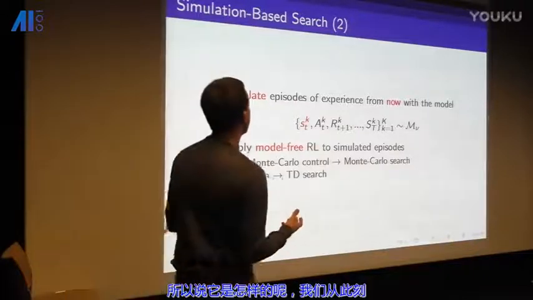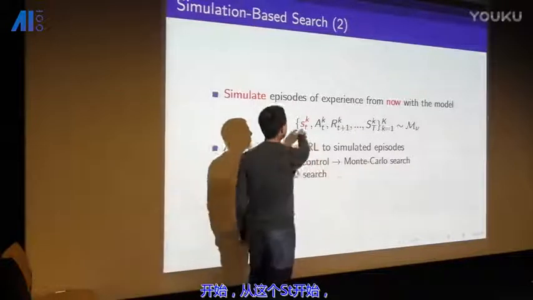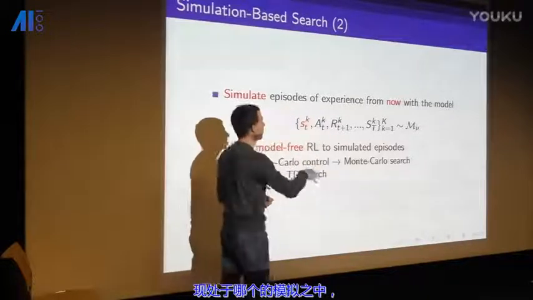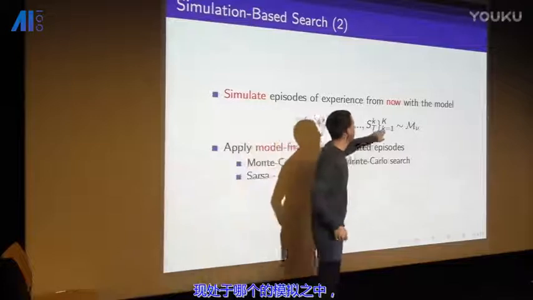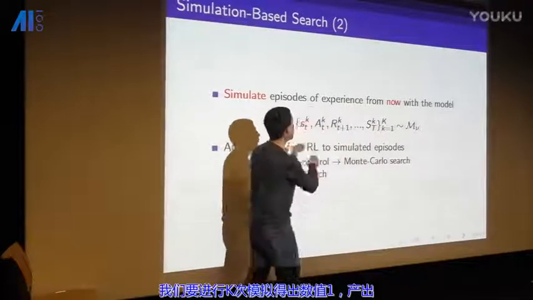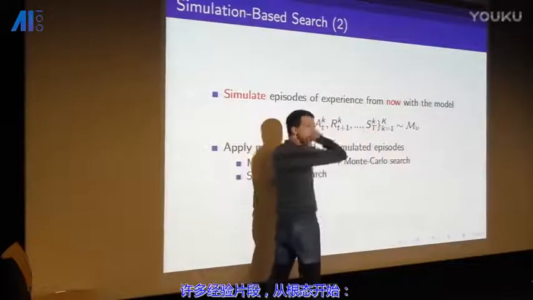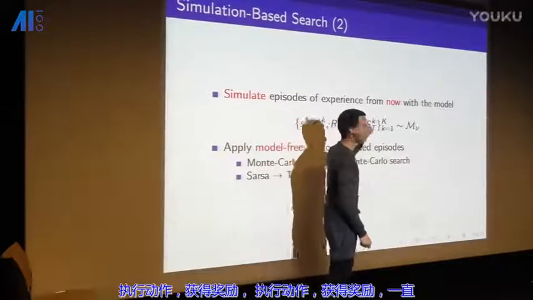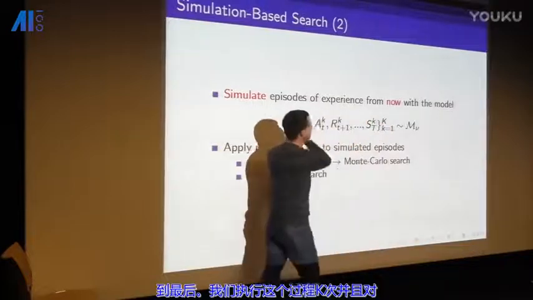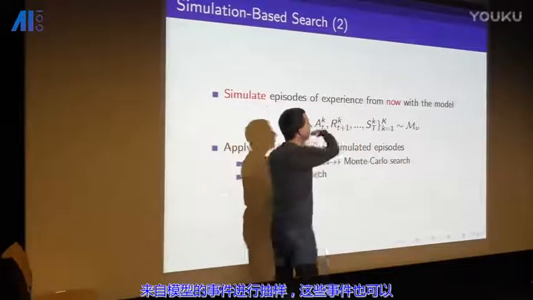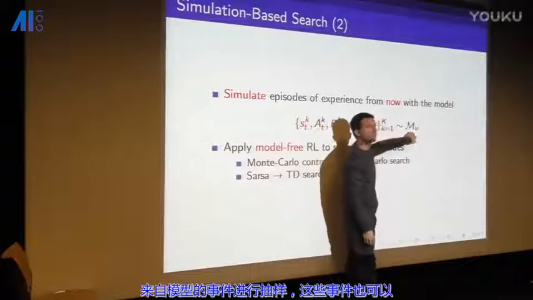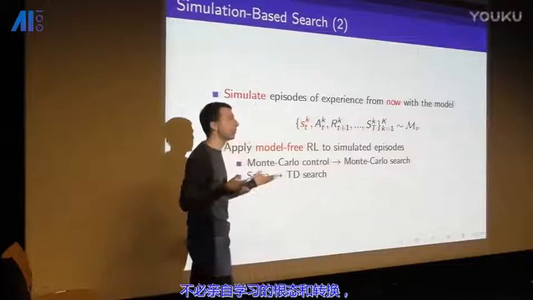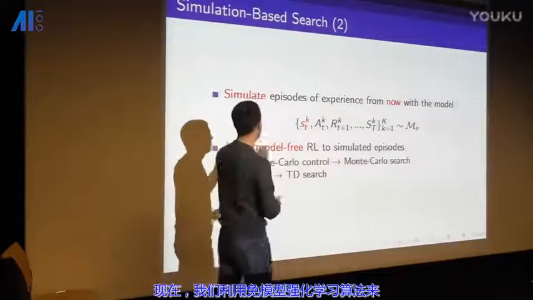So, what does it look like? We start from now. We start from this S_t. This superscript just means which simulation we're in. We run from 1 to big K of those simulations, and we generate multiple episodes of experience. Start from our root state, action, reward, state, action, reward, all the way to the end. We do that big K times, and we sample these things from our model, or from the real world if someone gives us the real thing. If someone tells us the rules of chess, we don't need to learn it.